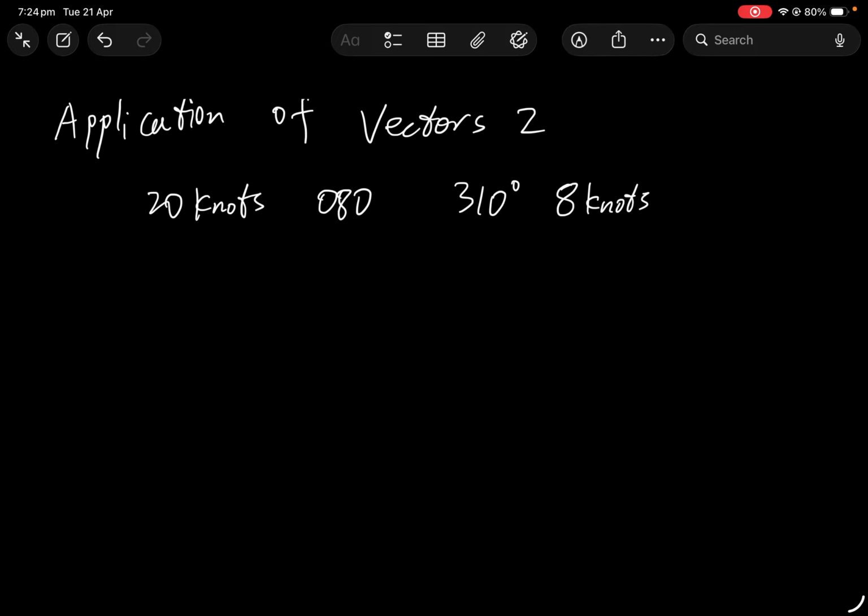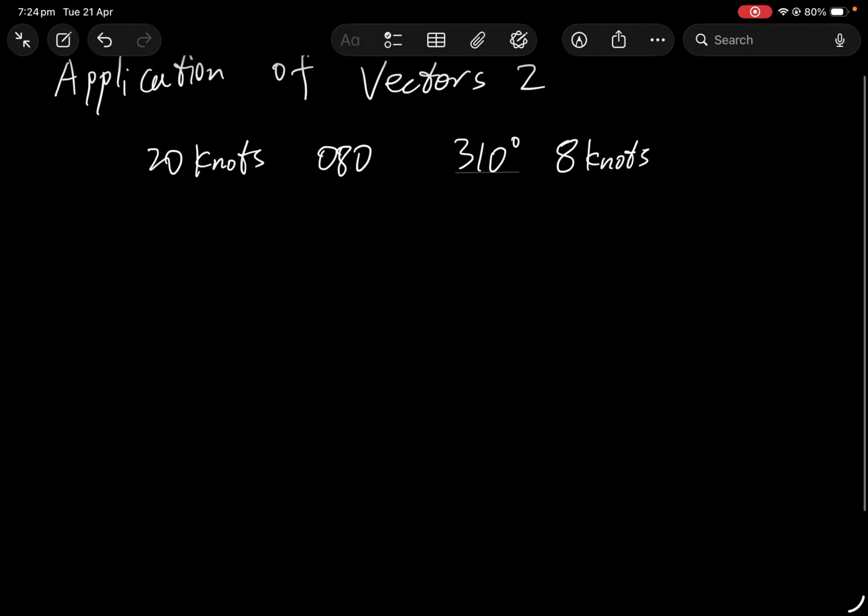Okay, and let i and j be unit vectors for the easterly and northerly directions respectively, which is normally what we do anyway. By expressing the given vectors in component form, find the true speed and direction of the wind. True speed and direction. So I think we can draw it out first.